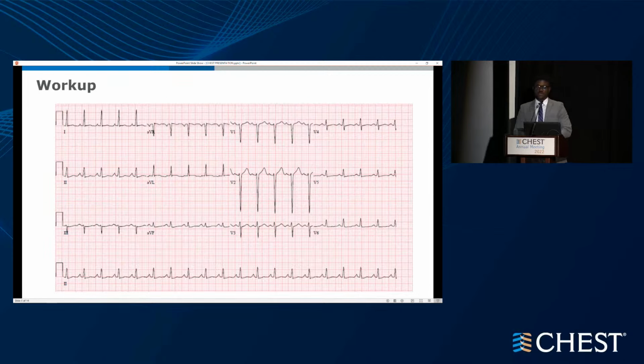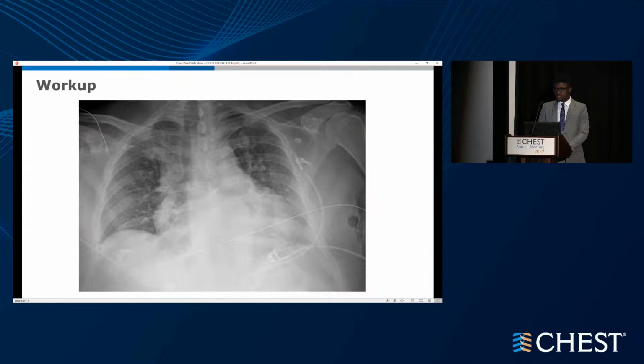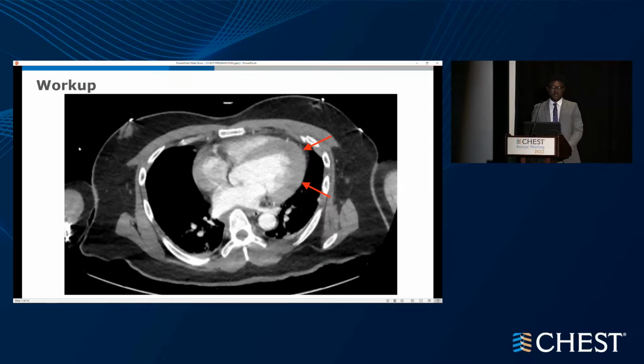Okay, so for his initial workup, he had an EKG that did show borderline LVH, and also had borderline left atrial dilatation from the P waves that we noticed. And his X-ray did show bilateral infiltrates, which were mild. And we did a CTA because we also wanted to rule out PE and other causes that might have led to the cardiac arrest. But there was no PE. We noticed slight LVH from the CT scan.